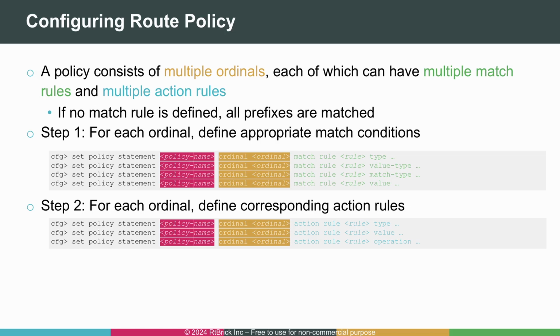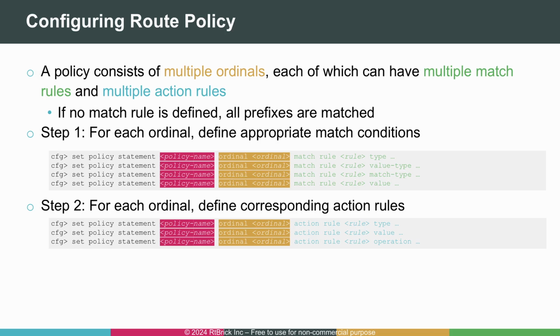Following the keyword ordinal is the ordinal number, an unsigned integer that defines the sequence in which the ordinals are executed. Note that RBFS does not support CLI features like insert before or insert after, nor does it provide a mechanism to renumber the ordinals. Therefore, it's a good idea to leave gaps between ordinal numbers to allow for future additions.